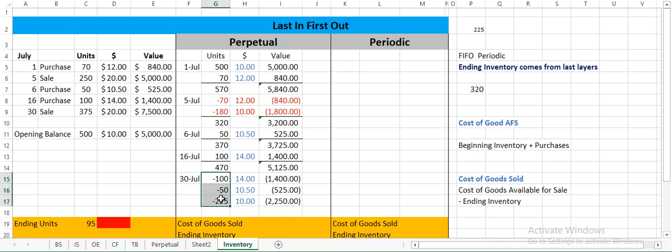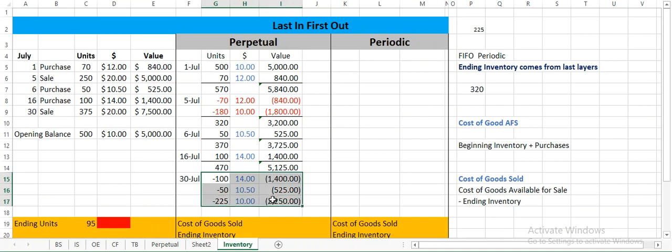And so the three of these come back to 375, and that 375 came from three different layers. This layer here on the 16th, this layer on the 6th, and partially from this layer on the 1st, only because the 70 layer was already used in a previous sale on the 5th.